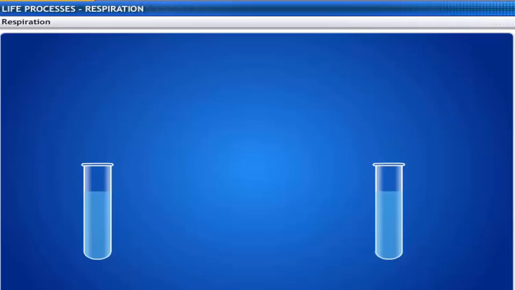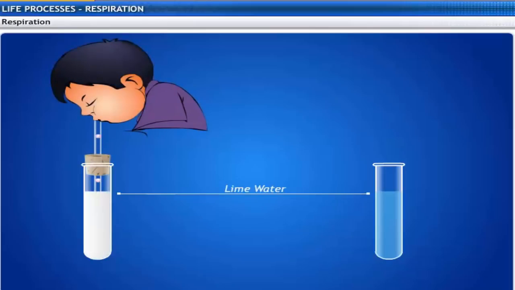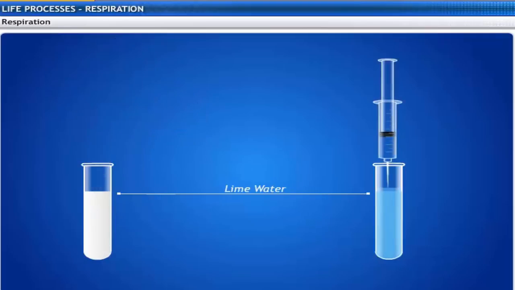Take 2 test tubes containing freshly prepared lime water. Blow air through the lime water in the first test tube. Use a syringe to pass air through the lime water in the second test tube. You will observe that in the first test tube, the lime water turns milky immediately.